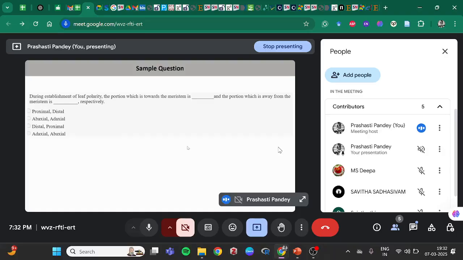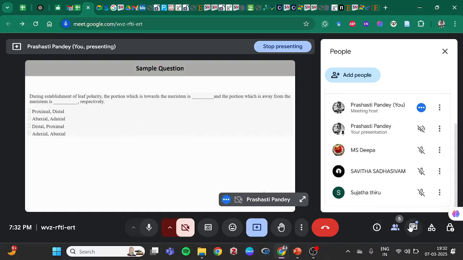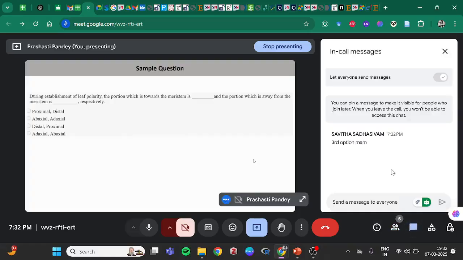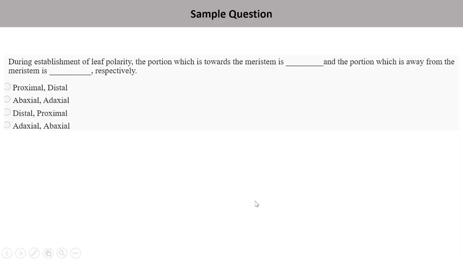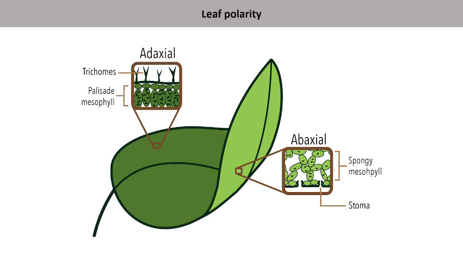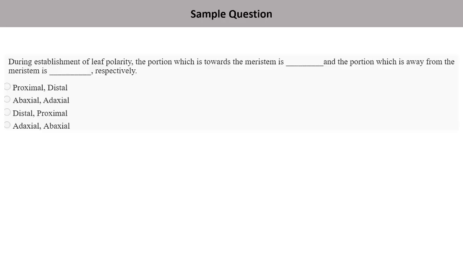Okay, so somebody answered the third option. Okay, the third option is not the right option. So let's understand the answer to this. Distal and proximal words are basically used differently; it is not the polarity actually. We are talking about that leaf polarity which is towards the meristem and away from the meristem.